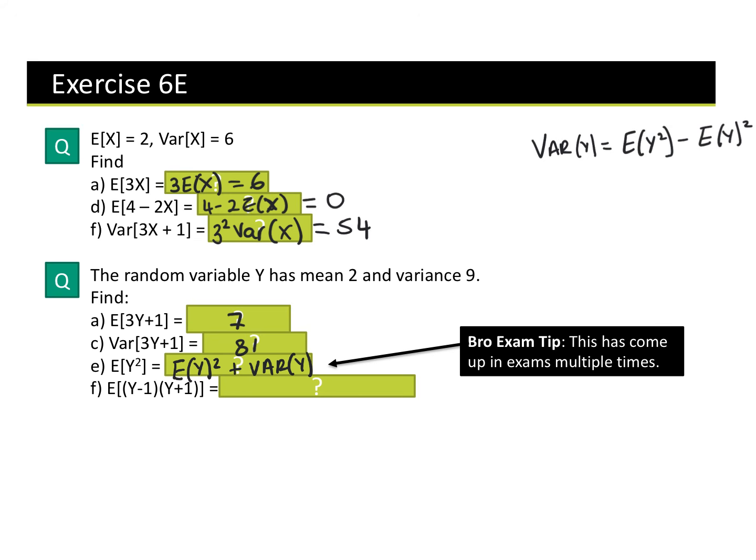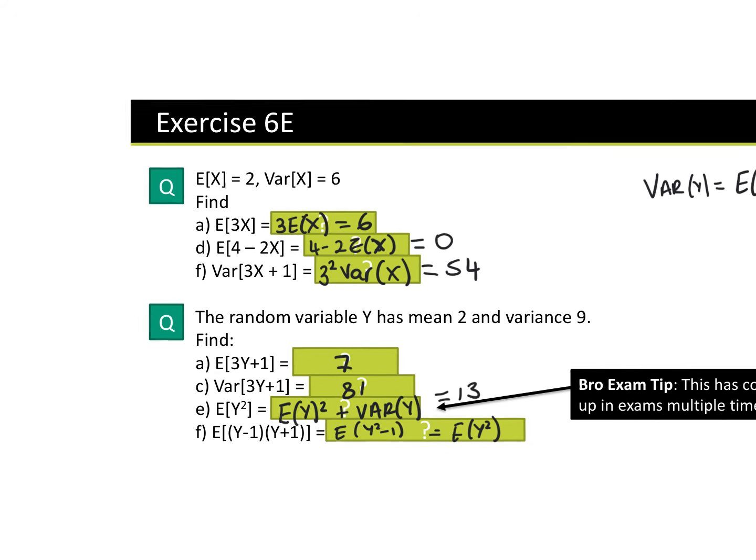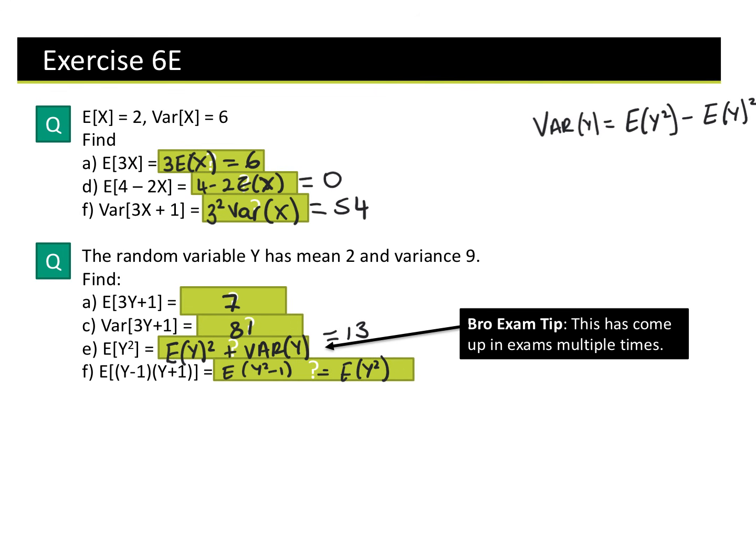So when we do, we're going to have 2 squared plus 9, 13. And then for the second one, we should be able to spot that this is the difference of 2 squares. So this is the expected value of y squared minus 1, okay, which we know is the expected value of y squared minus 1. We've just worked that out, so 13 minus 1 is 12.